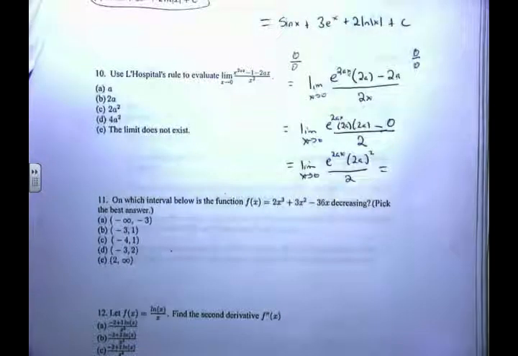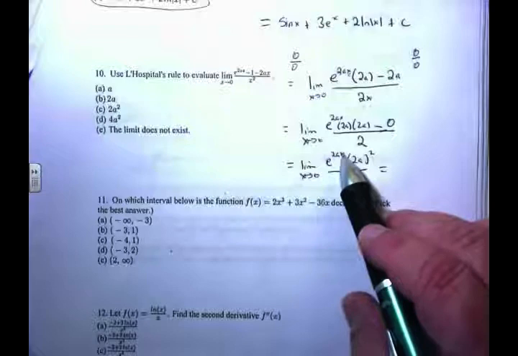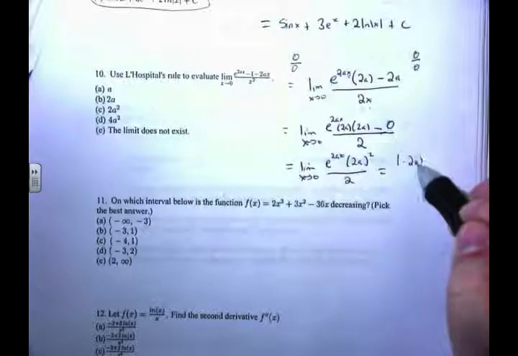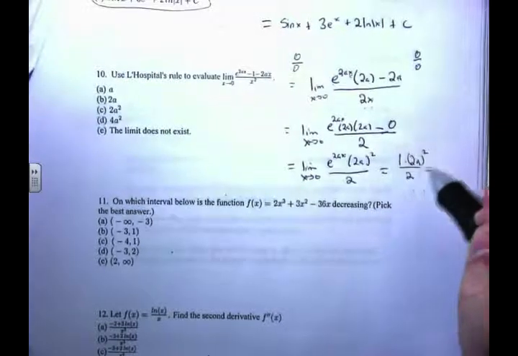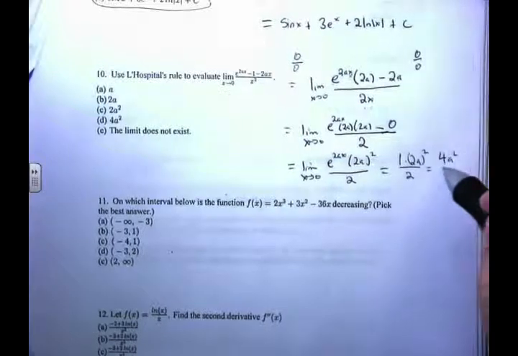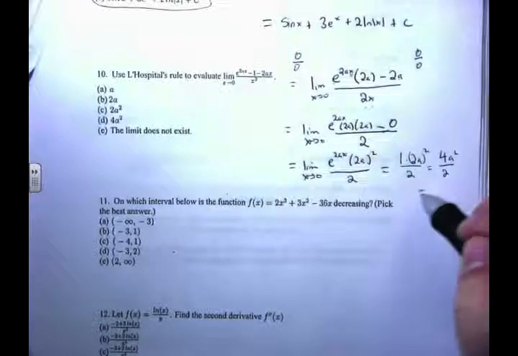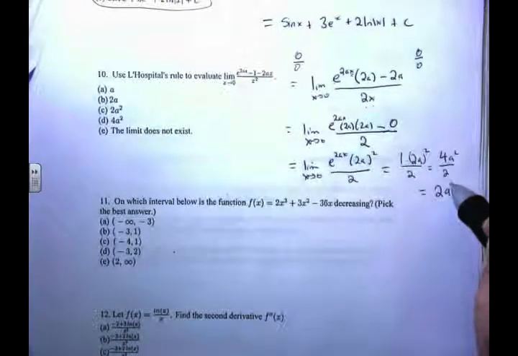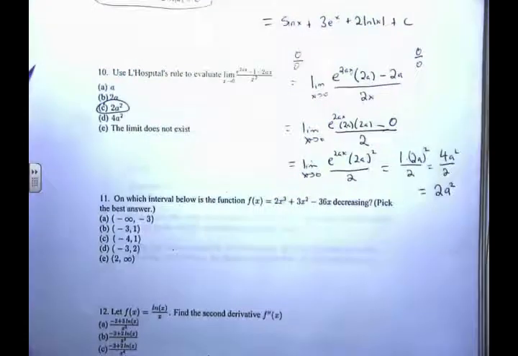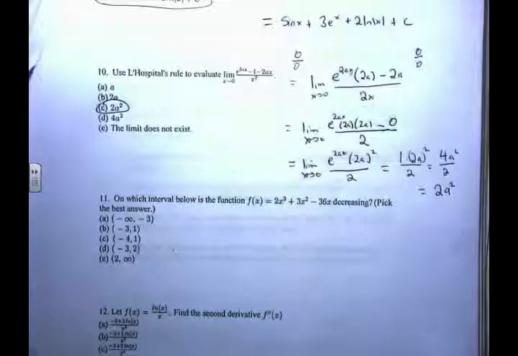Now, let's plug in 0. 2a times 0 is 0. e to the 0 is 1 times 2a quantity squared all over 2. Well, 2a quantity squared is 4a squared over 2, and 4 divided by 2 is 2. So cleaning this up, I get 2a squared, which is answer C.